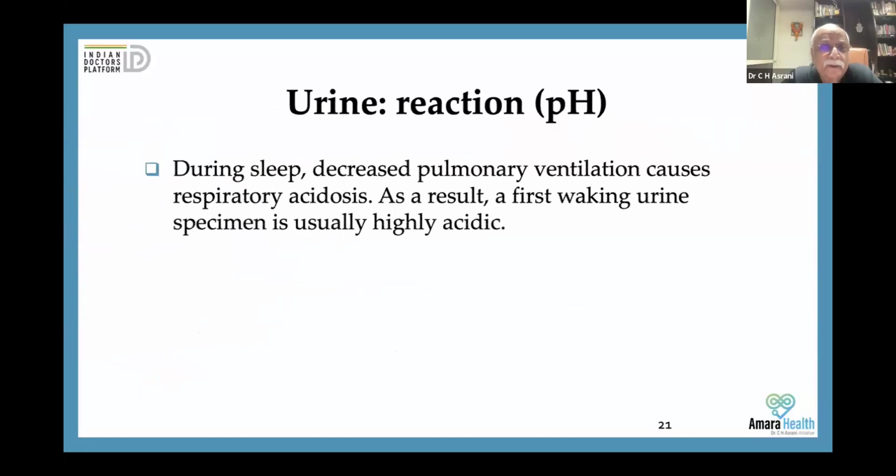During sleep, because our ventilation decreases, our body's breathing, although going on, is at a very slow pace. That causes some amount of respiratory acidosis. As a result, the first urine in the morning is usually highly acidic. Again, should not worry.